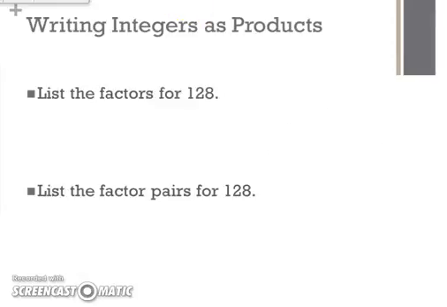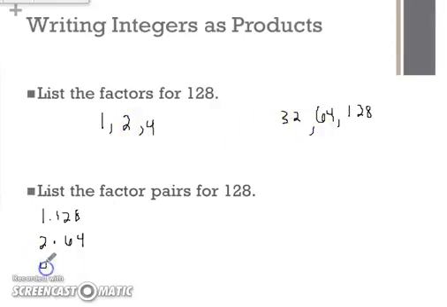Just another example, factors for 128. We know that 1 goes into 128, and also with 1, we've got 128 at the end. 2 goes into 128, and if we divide 128 by 2, we get 64. We can list these down here: 1 times 128, 2 times 64. 4 goes into 128, so if we divide by 4, we'd have 4 and 32.